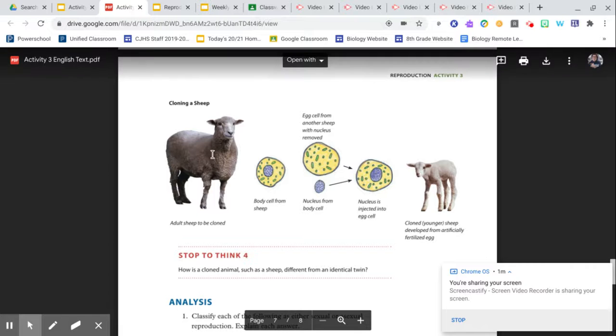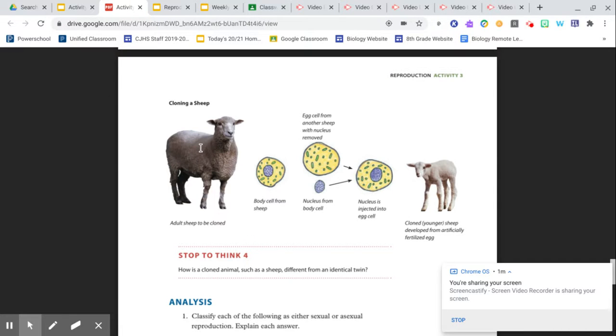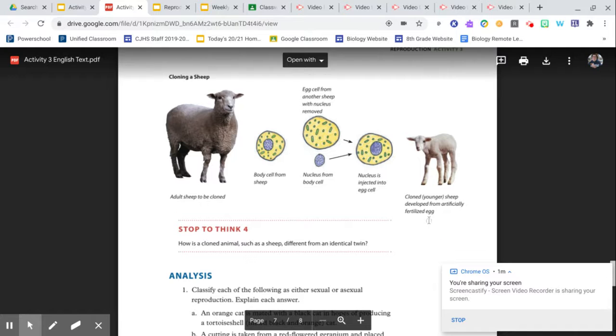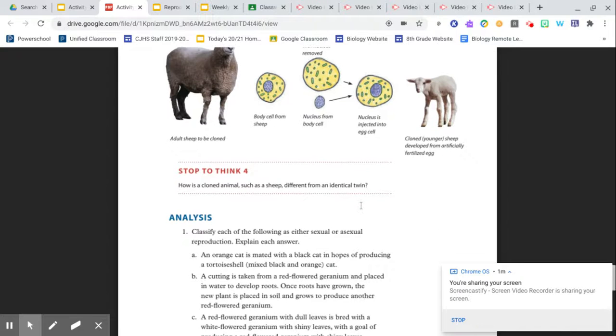So we have our adult, we take a body cell, something up here, and it has two sets. It's got two sets of genes inside the nucleus. We take out that nucleus, and then we inject it into an egg cell, and we have a clone. We never have to be fertilized because we've already got two copies.